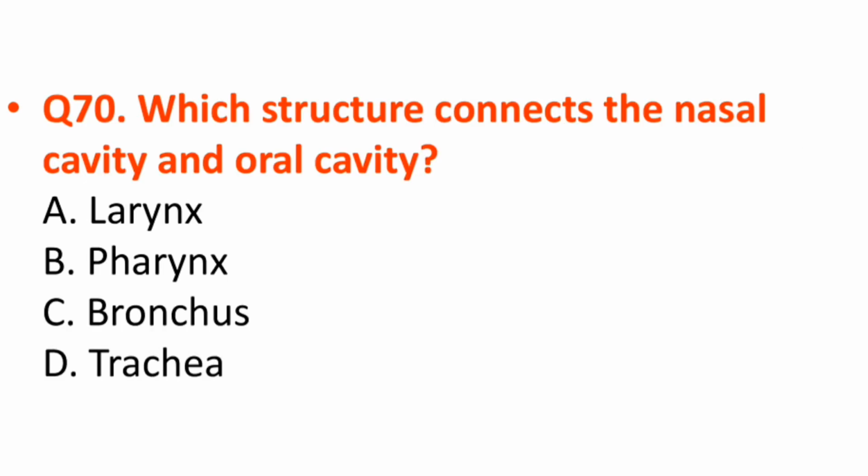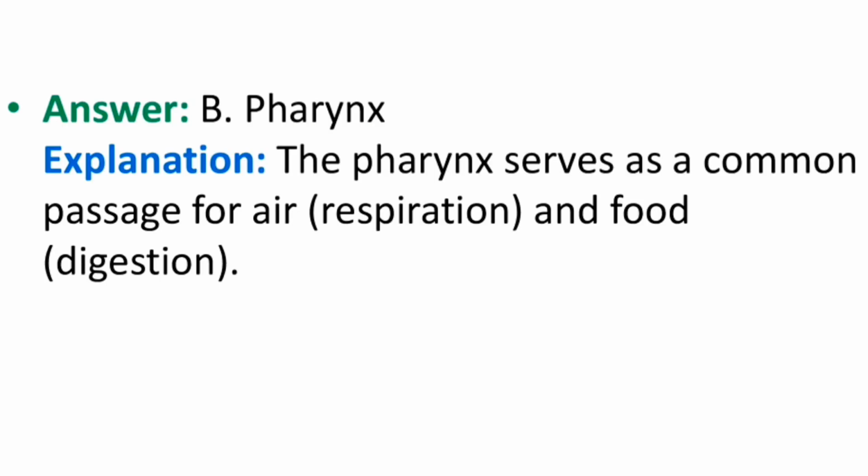Which structure connects the nasal cavity and oral cavity? Option A, larynx; option B, pharynx; option C, bronchus; option D, trachea. The correct answer is option B, pharynx. The pharynx serves as a common passage for air respiration and food digestion.